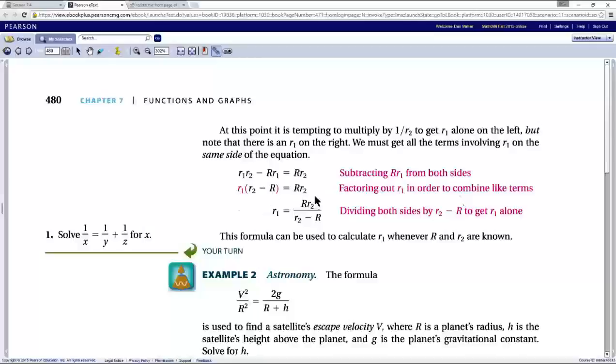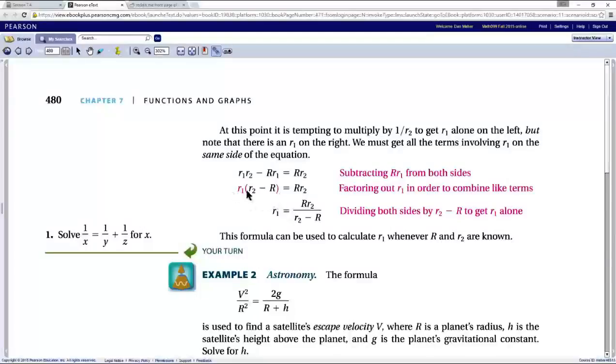So what do they do here? They subtracted capital R sub 1 from both sides, and they end up with this, and then they decided to factor, excuse me. That's factoring using the distributive property. We have an R sub 1 and R sub 1 right here. I can factor that out, and I end up with R sub 1 times the quantity of R sub 2 minus big R here, capital R.